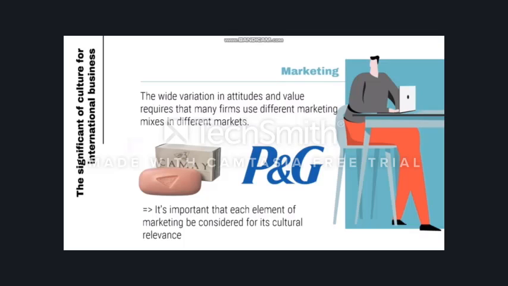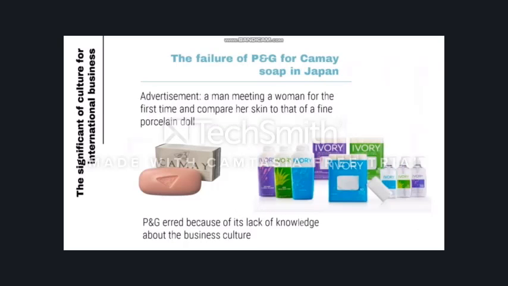Culture affects all business functions. In marketing, the wide variation in attitudes and values requires that many firms use a different marketing mix in different markets. For example, the values of P&G for Kame Shop in Japan.